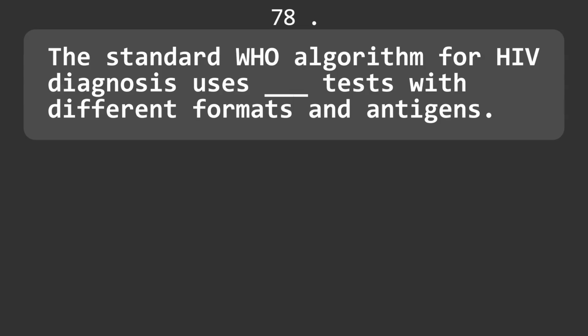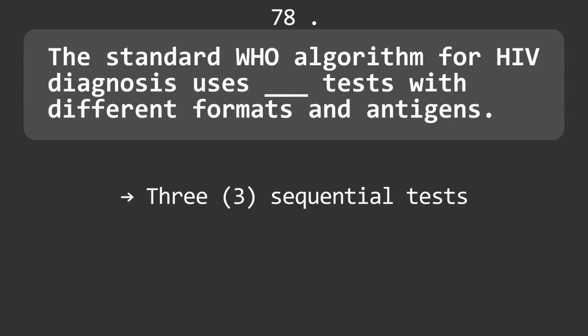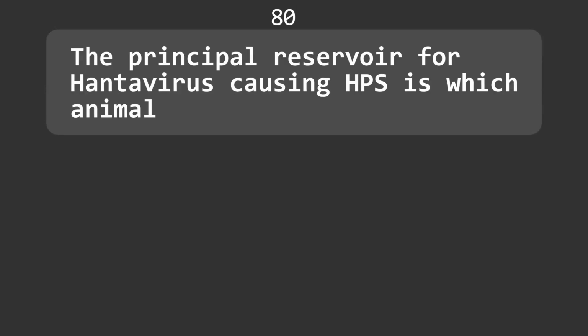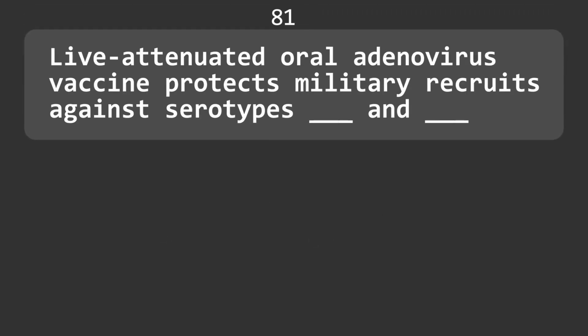The standard WHO algorithm for HIV diagnosis uses 3 tests with different formats and antigens. 3 sequential tests. Marburg virus and Ebola virus belong to which virus family? Filoviridae. The principal reservoir for hantavirus causing HPS is which animal? Rodents, deer mouse. Live attenuated oral adenovirus vaccine protects military recruits against serotypes 1 and 2, type 4 and type 7.